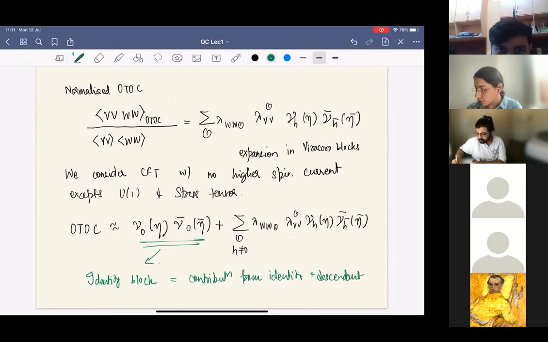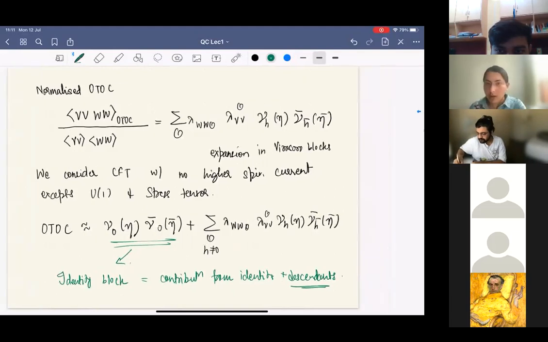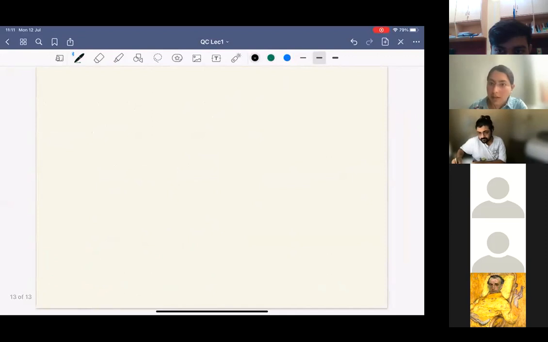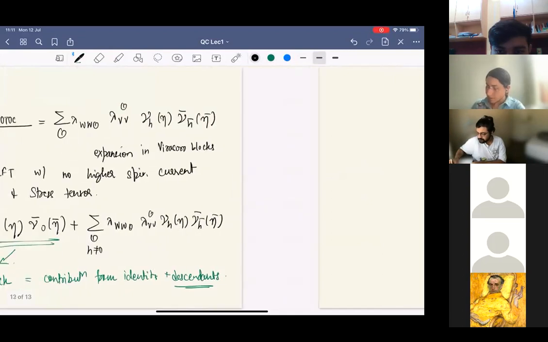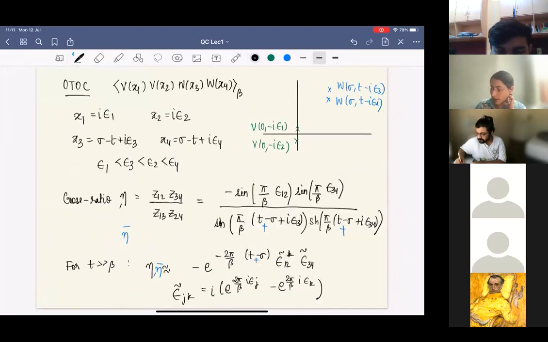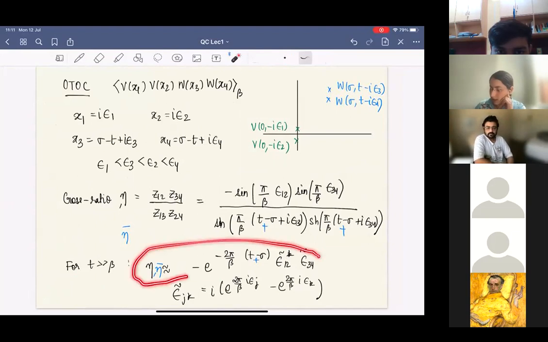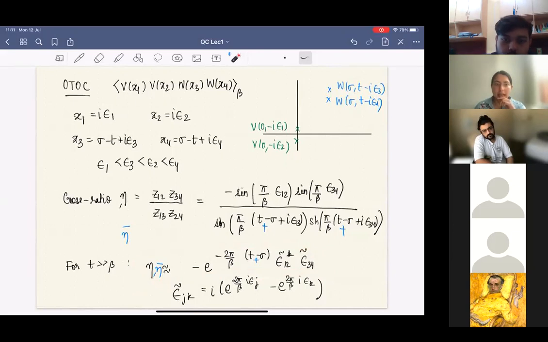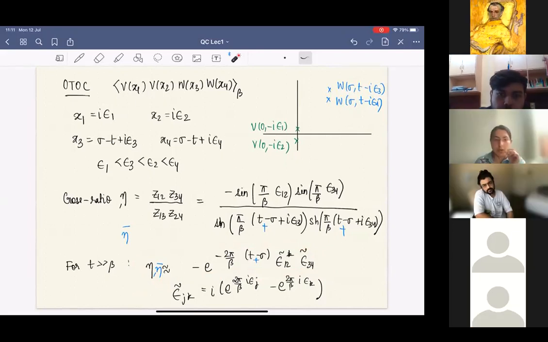And the stress tensor is basically a descendant of the identity. We already saw in this slide that when time is large, eta and eta bar go to 0. If you look at this equation, maybe stare at it for a minute, you will understand that at large times, eta and eta bar go to 0.